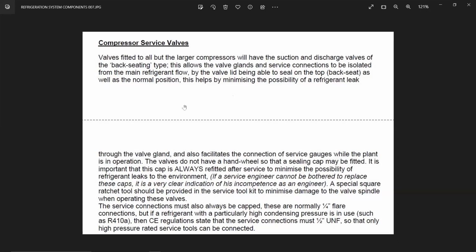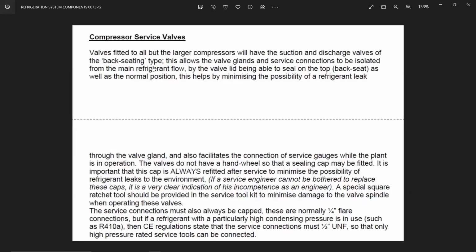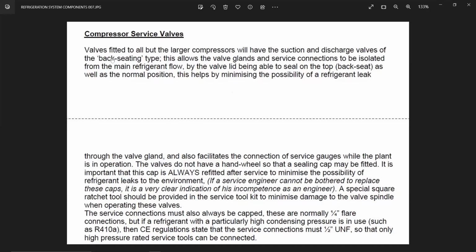And generally, all these valve heads have a cap on top of them. So only when the cap is open will you actually be able to open or close the valve. And they're always back seating. The valves fitted to all but large compressors will have suction and discharge valves of the back seating type. This allows the valve glands and the service connections to be isolated from the main refrigerant flow. The valve being able to seal on the top means as it goes into the back seat, it seals, as well as in the normal position. This helps by minimizing the possibility of refrigerant leak.